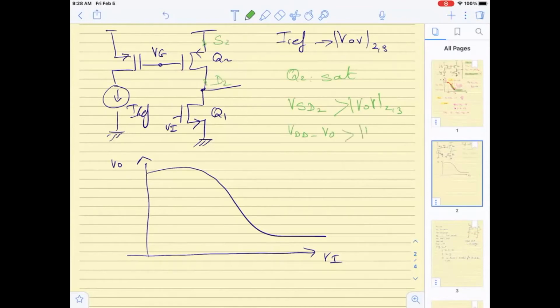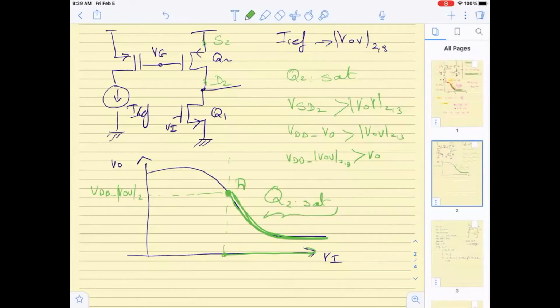It should be greater than this VOV2, and therefore this tells me that VO should be less than VDD minus VOV2, right? So if this is the point A, which is VDD minus VOV2, any value of Vn that gives me the output below it is going to guarantee that I am biasing Q2 in saturation region. So all these values of Vn guarantee that Q2 is in saturation. Is this point clear?